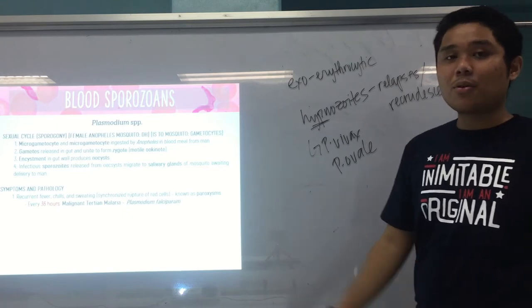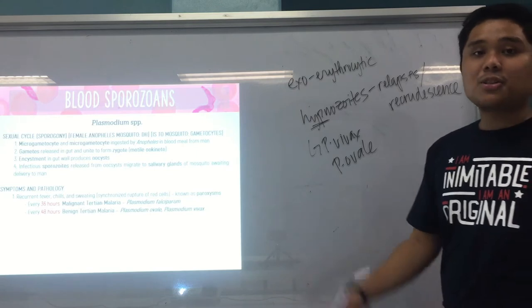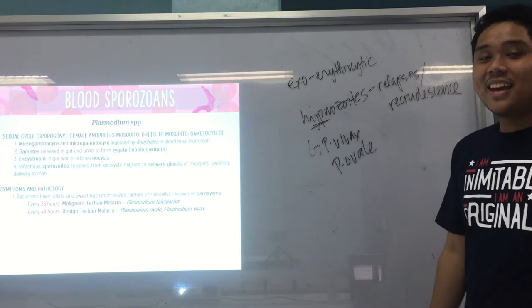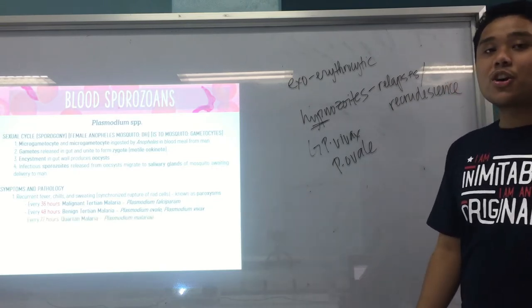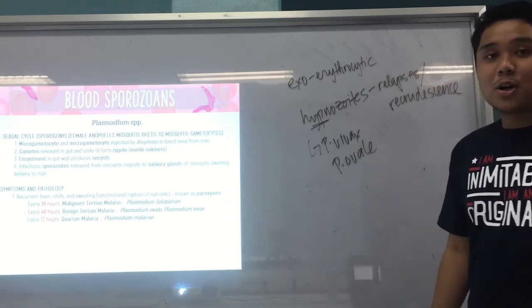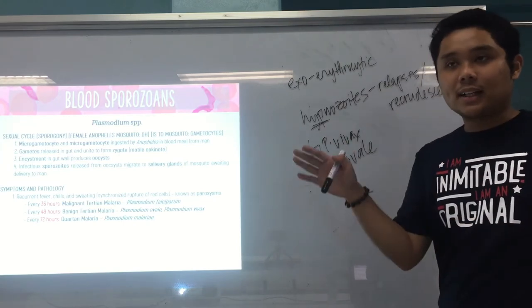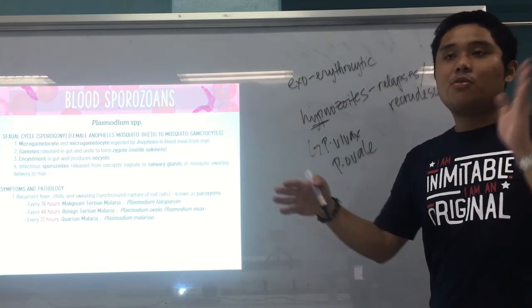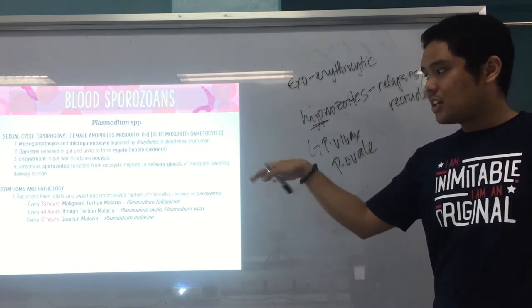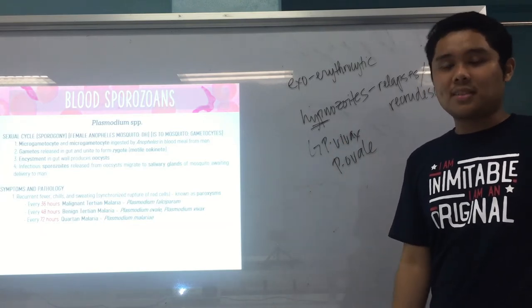Okay? So every 36 hours, your malignant tertian malaria, of course, Plasmodium falciparum. Every 48 hours, benign tertian malaria, Plasmodium vivax and ovale, as you can see, they come together. And lastly, every 72 hours, your quartan malaria, your Plasmodium malariae. That's why, as you can see, Plasmodium falciparum is the deadliest. Because every 36 hours, meaning the turnover is fast, from one episode to another, from one paroxysm to another. It's only every 36 hours, right? Whereas the rest are every 2 days, every 3 days. So that's why Plasmodium falciparum is the deadliest.